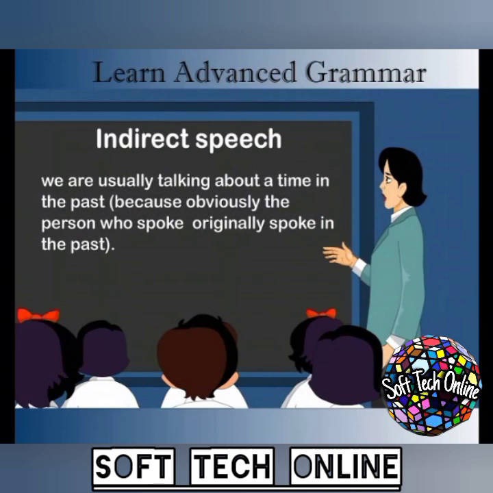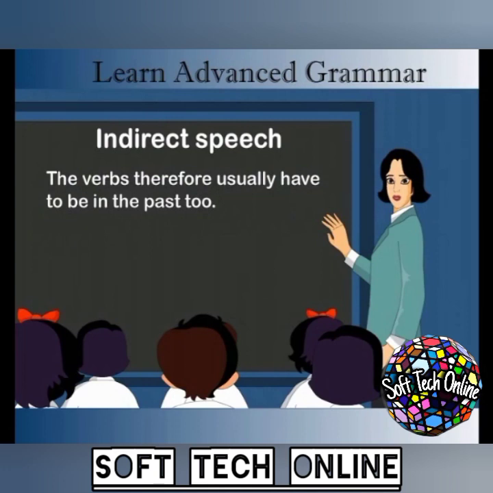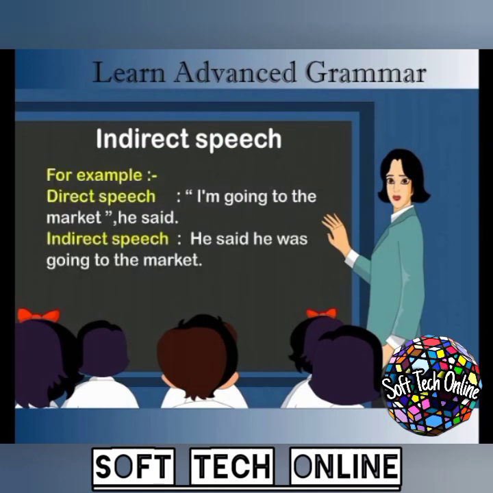We use reported speech. We are usually talking about a time in the past, because obviously the person who spoke originally spoke in the past. The verbs therefore usually have to be in the past too. For example, direct speech: I'm going to the market, he said. Indirect speech: He said he was going to the market.